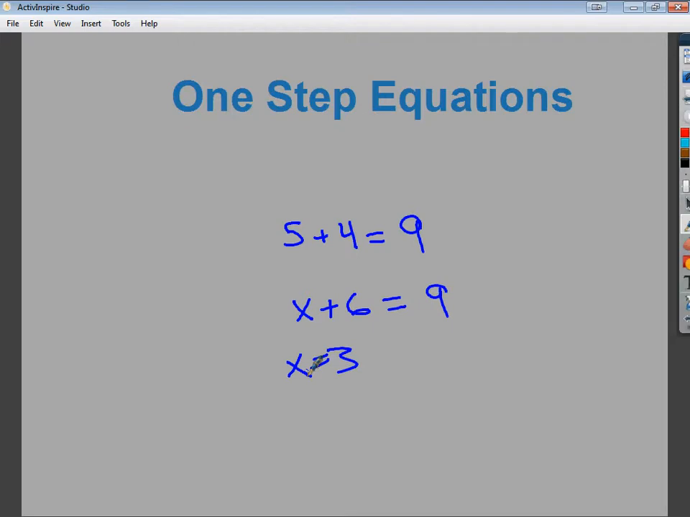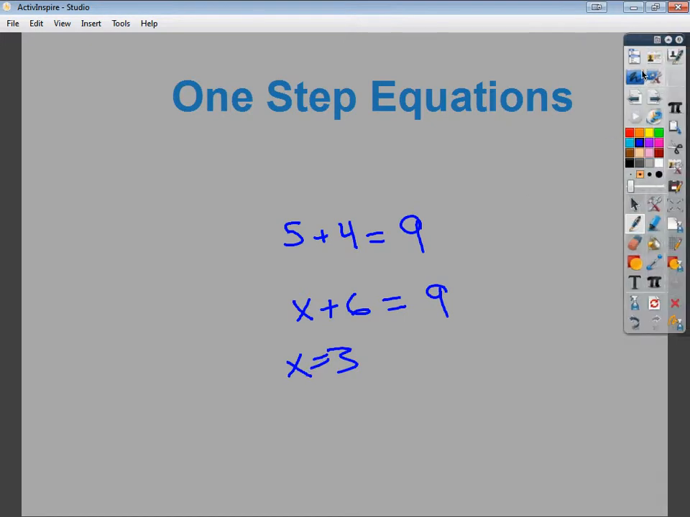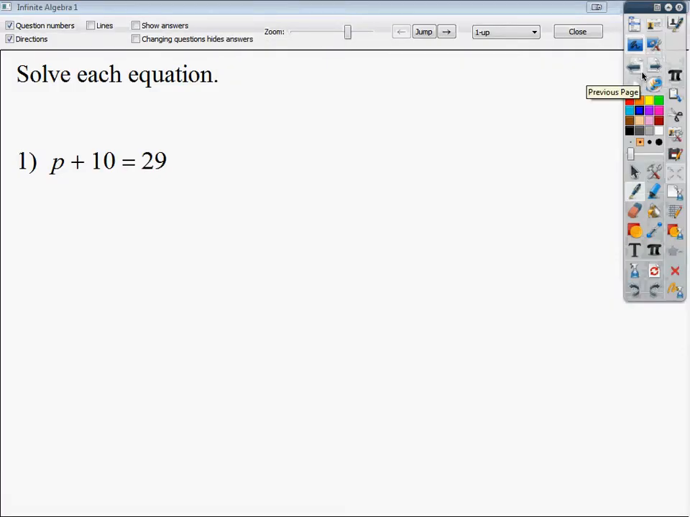One-step equations are usually pretty simple. So let's look at a few of them. The first one says p plus 10 is equal to 29. Now this is an add-subtract relationship between the p and the 10. Basically the question says, what do I add to 10 to get 29?